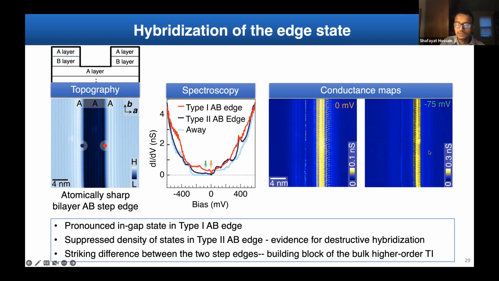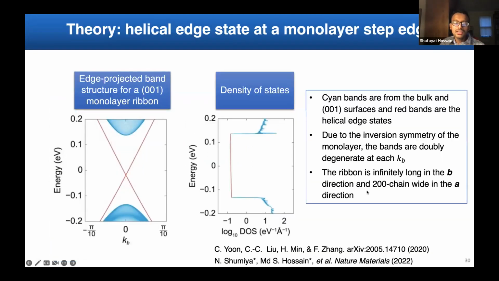Only the right one, the type 1 AB edge, shows the edge state. So this is a building block of the higher order topological insulator for the bulk phase. All right, so with Fan, we have some calculations which match the experimental observation.